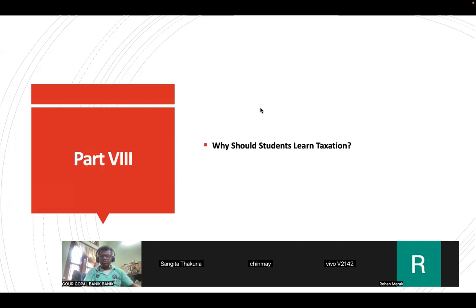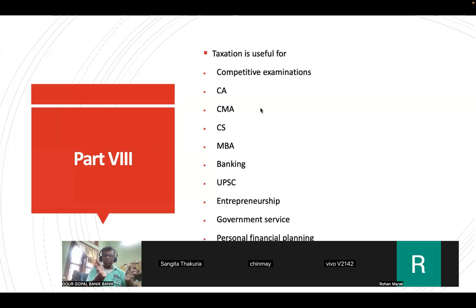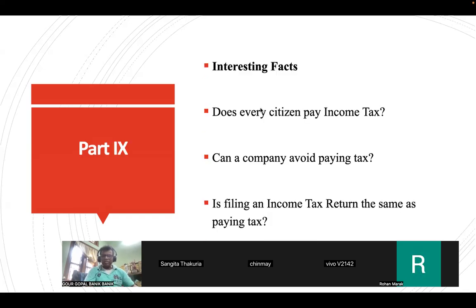I also explained why students should learn taxation. Then you gave so many examples and reasons why students should learn income tax. Then I asked you, does every citizen pay income tax? You said no, anybody who does not have income doesn't have to pay. Can a company avoid paying tax? You said no, a company has to pay income tax. Is income tax return filing and paying tax the same thing? You said no, paying tax is different and filing a return is different.